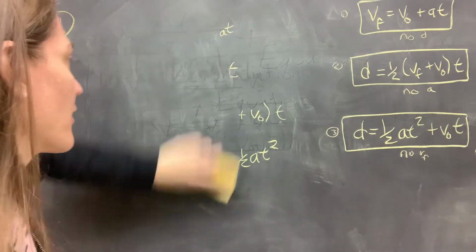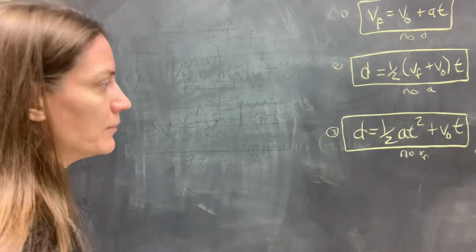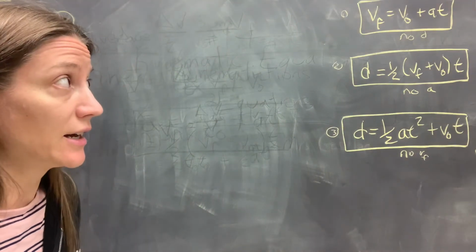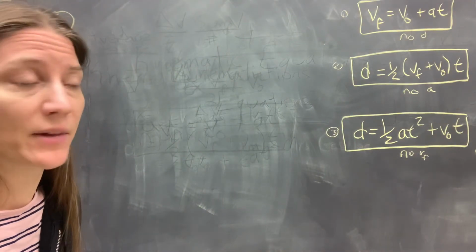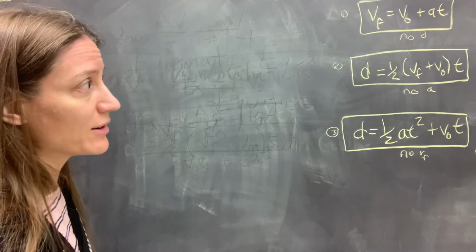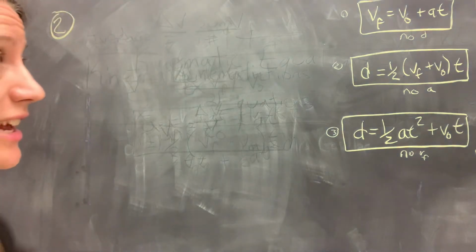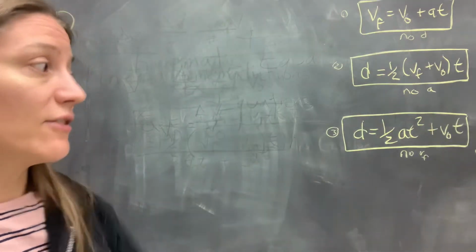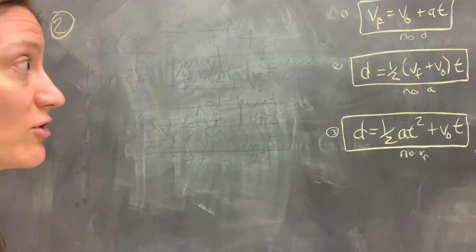Otherwise, we're going to move on to the last one, which is, what if I don't have time? So now I have to get rid of time, okay? So in order to get rid of time, I'm basically going to do the same thing. And I can use any one of these equations and substitute it into any one of the others. And eventually, I'm going to have to come out with another equation, okay?